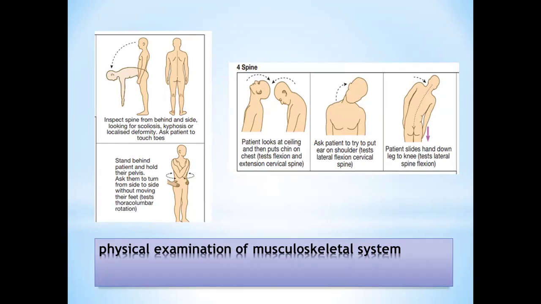You should inspect the spine from behind and from the side, looking for scoliosis, kyphosis, or localized deformity. Ask the patient to touch the toes. Stand behind the patient and hold their pelvis. Ask them to turn from side to side without moving their feet.